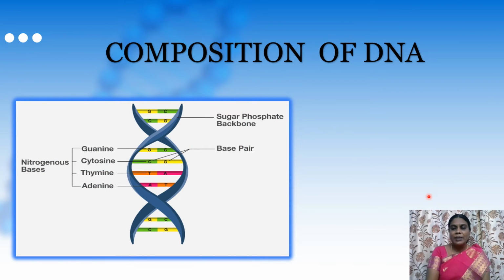Composition of DNA. DNA consists of a sugar molecule, and the sugar present in DNA is called deoxyribose. It contains a phosphate molecule and it contains nitrogenous bases. There are four different types of nitrogenous bases: guanine, cytosine, thymine and adenine. These are nothing but the purines and pyrimidines.